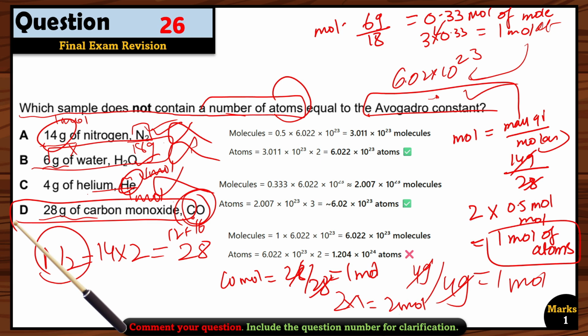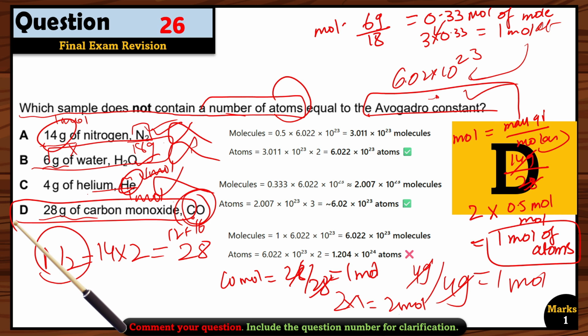I hope this point is clear to you. Whenever you are looking at Avogadro's constant, first you have to find the number of moles. Second, you have to read the question carefully: are they asking about atoms or about molecules? In the previous question they were asking about molecules, that's why I did not change it to atoms, but here they are asking about atoms. So you have to change the molecules into atoms if they ask about atoms. That's why option D is the right option.